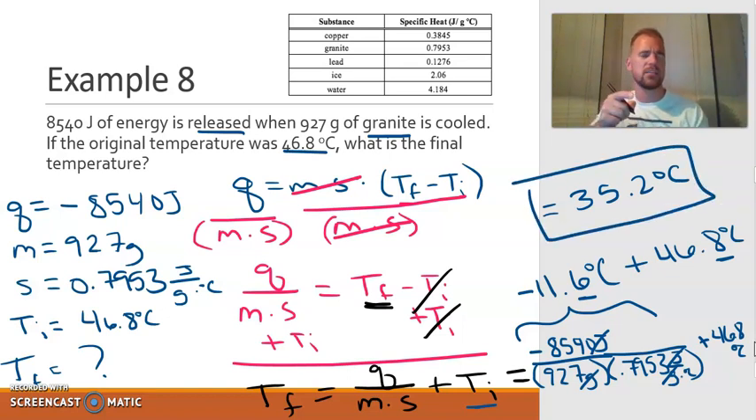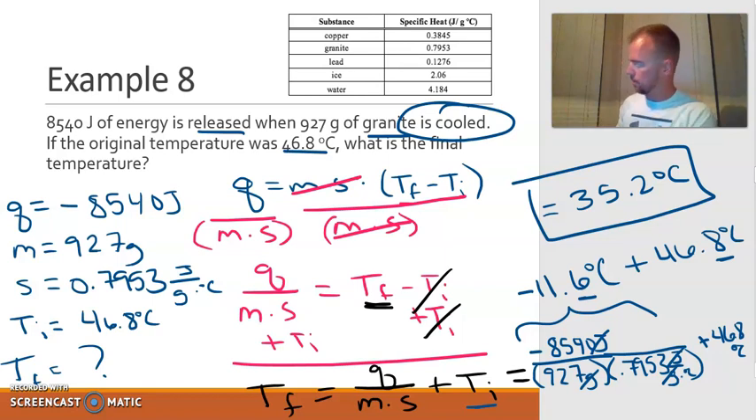Does that make sense? Well, my initial temperature was 46.8. My final temperature was lower. It was 35.2. Should that make sense? Yes, because you're cooling the granite. So the final temperature should be lower. If you did not put the negative 8,540, that's a common mistake, by the way. If you did not put negative 8,540, this would have ended up being a positive number, which means, oh my gosh, I am blowing up.